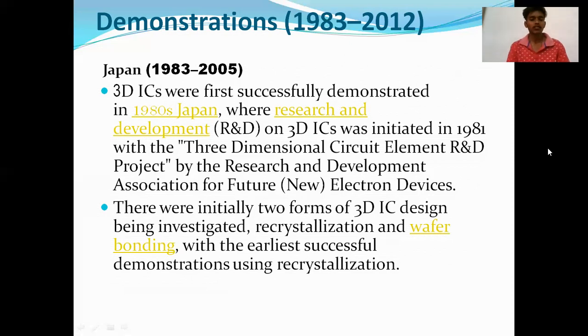With the help of this three-dimensional elements R&D project, a large association was developed for future new electron devices, covering transistors, resistors, and all the equipment that comes under electron devices.